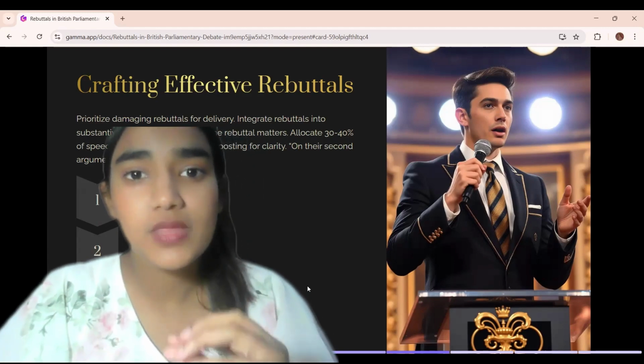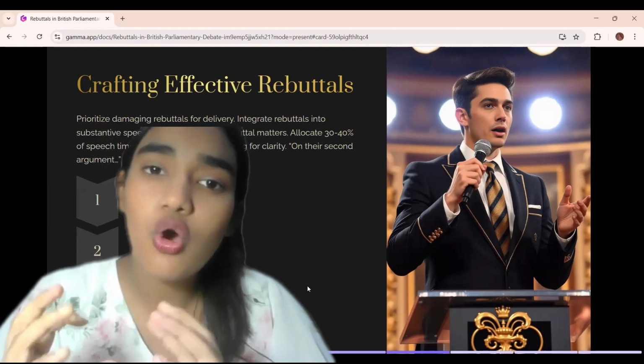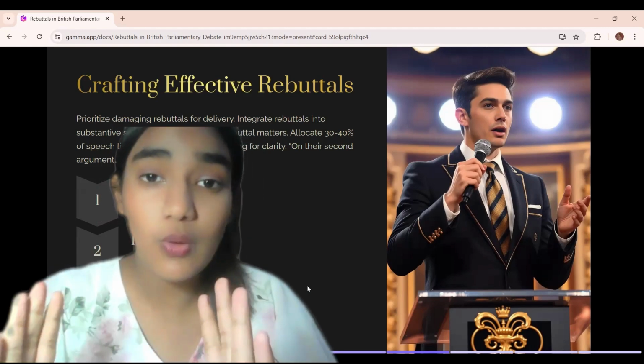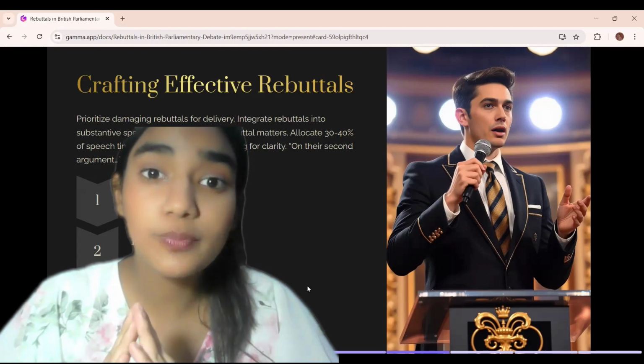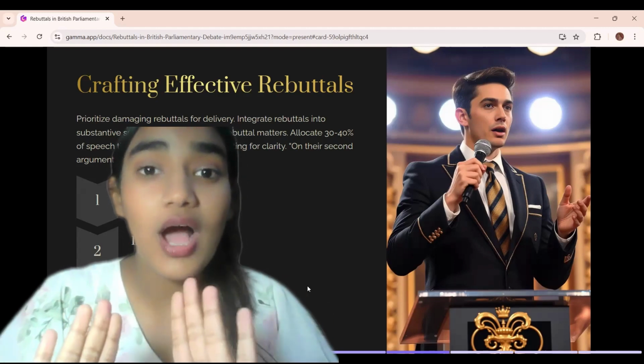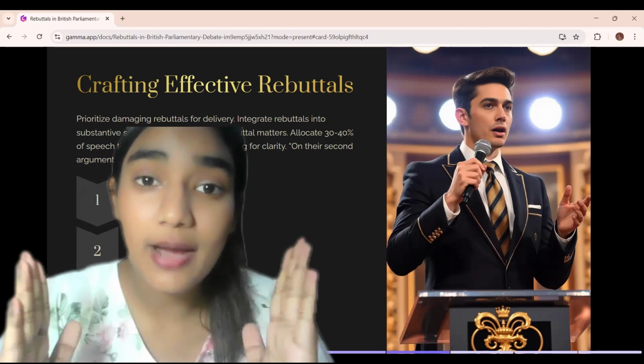Now integrate. Even if your arguments or rebuttals are different, try to integrate them into one. What I mean by integrate is that there should be connectivity between one and two. It should not be that the two arguments or the two rebuttals that you make are poles apart.